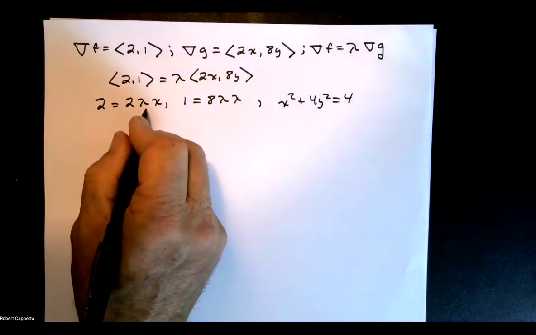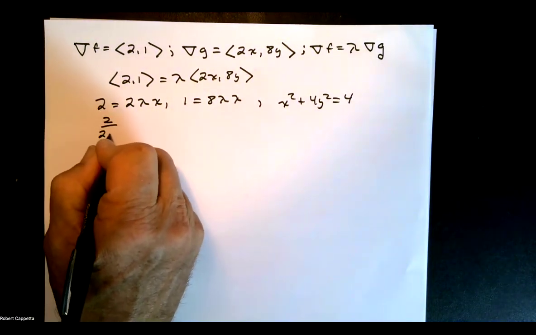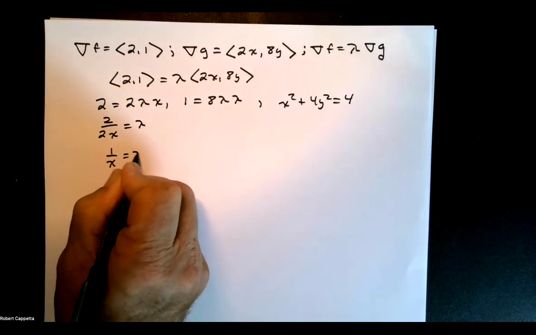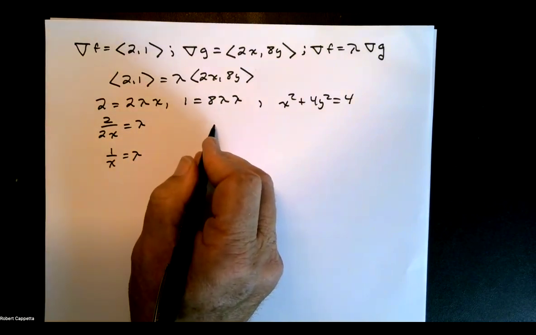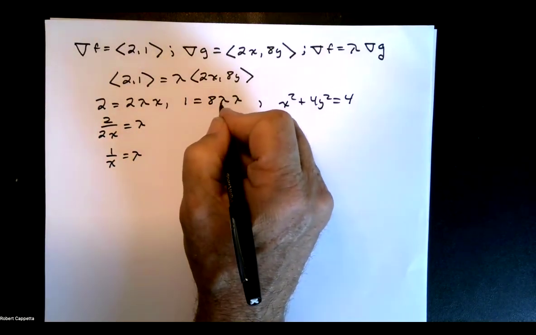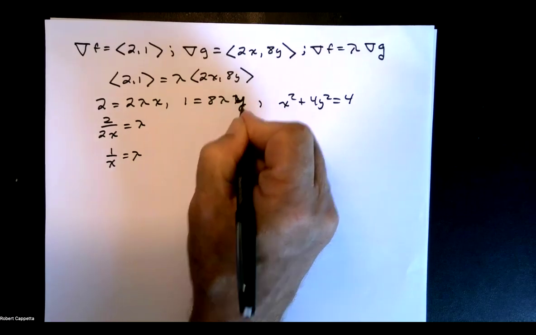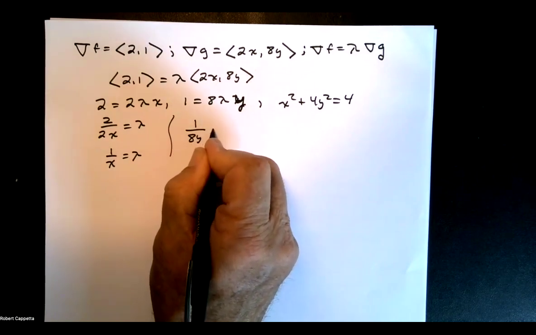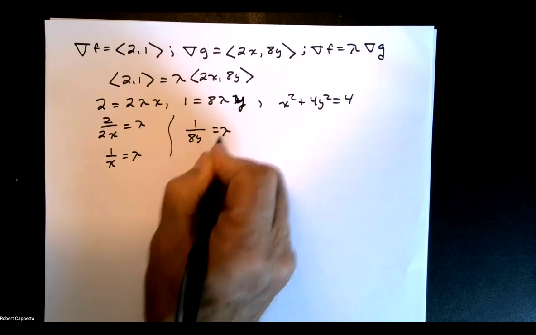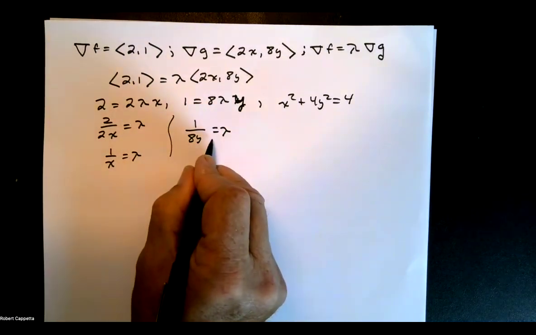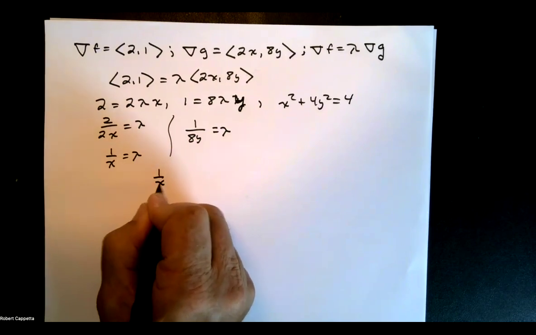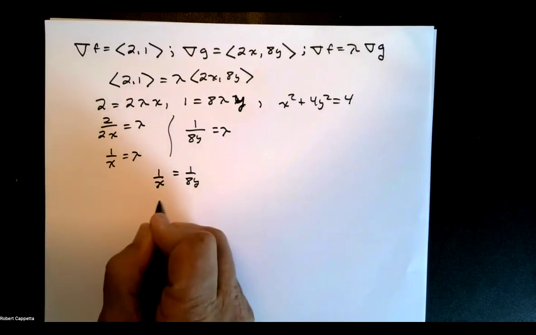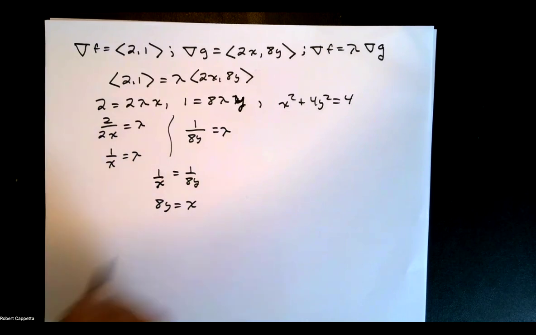So the way we typically solve this is we solve for lambda. So 2 divided by 2x equals lambda, so 1 divided by x equals lambda. Over here, I need a y, 8 lambda y. That's corrected now. So 1 over 8y equals lambda. So if 1 over x equals lambda and 1 over 8y equals lambda, we equate these two to say 1 over x equals 1 over 8y, which then tells me, of course, that 8y equals x.